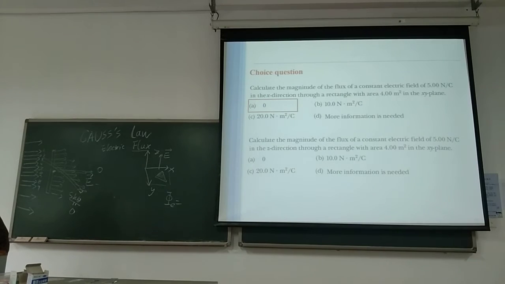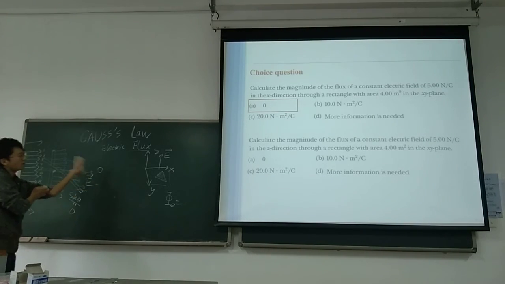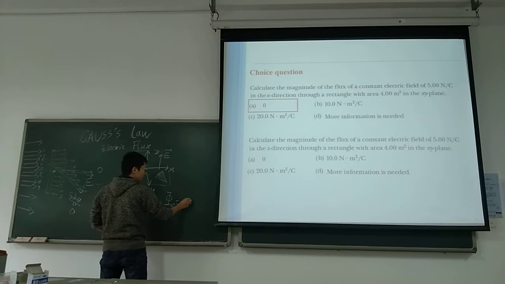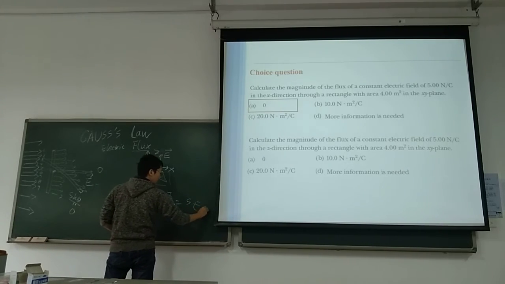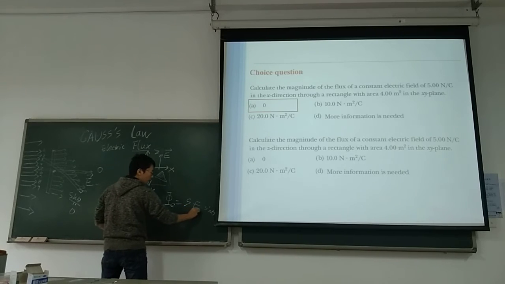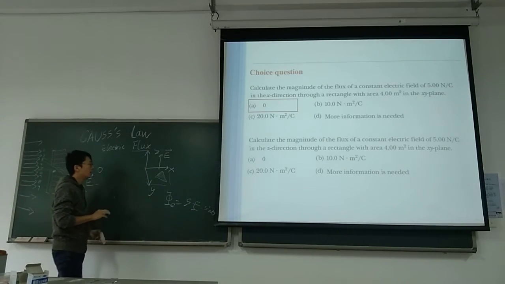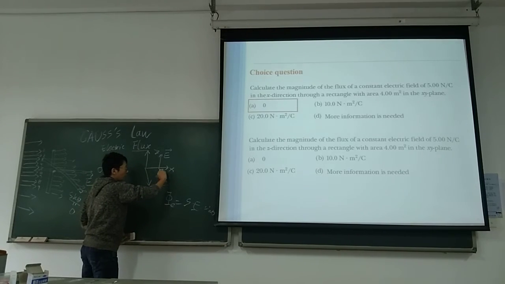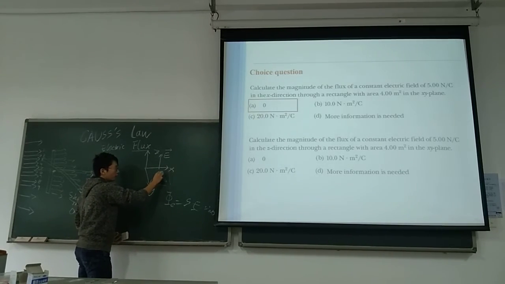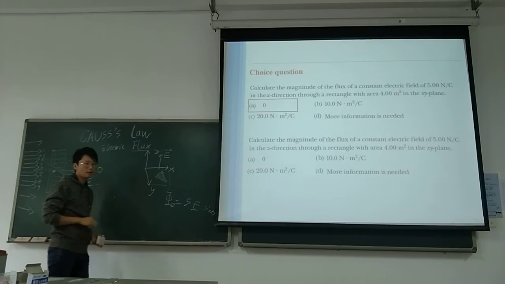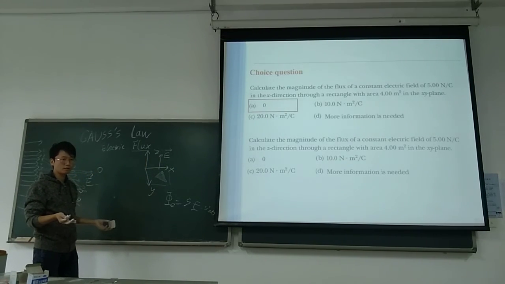D. But we will need to calculate. I think we need to calculate it. There's only one unknown, because both S and E are known. The only unknown thing is the sine theta. Can you tell me the angle between the surface of the rectangle and the electric field? Is it parallel or vertical?